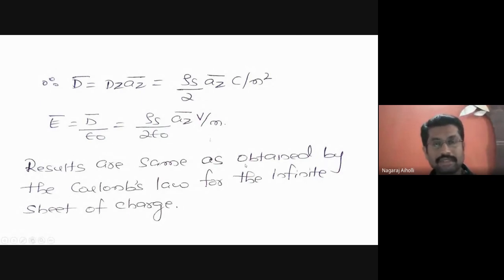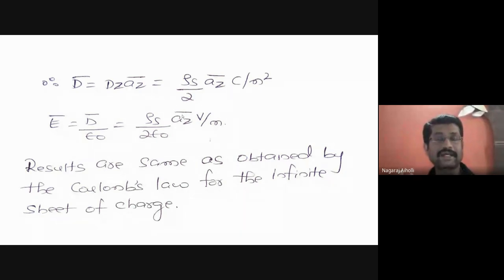Results are the same as obtained for the infinite sheet of charge by Coulomb's law. Whatever equation we had got for the infinite sheet of charge using Coulomb's law, the same equation we are obtaining when we derive it using the Gauss law and the Gaussian surface. Okay, equations remain the same.